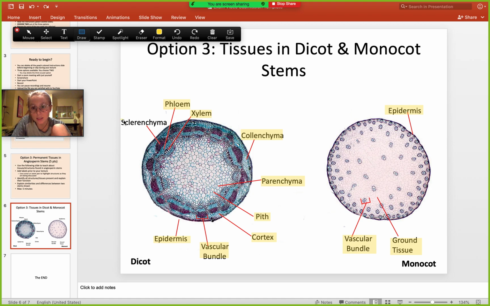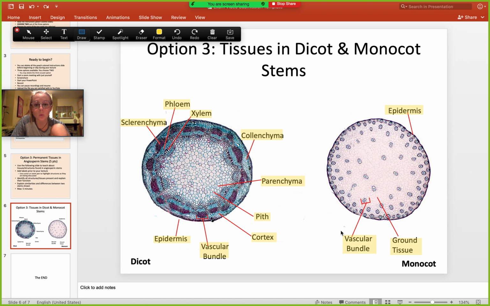Lastly, there's the sclerenchyma cells. These cells are on the external side of the vascular bundles. They're purple in this image, and they are very rigid, and they also function in the support of the plant, and also they protect the vascular bundles.